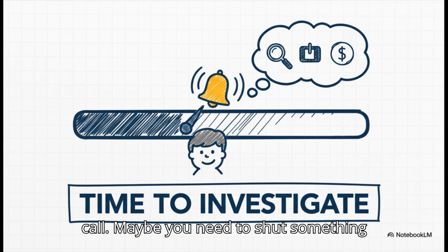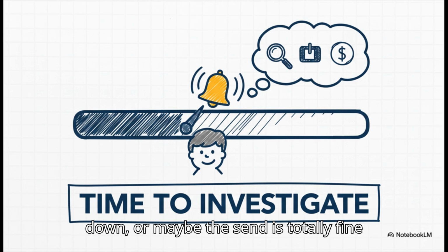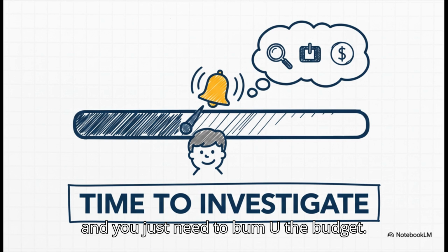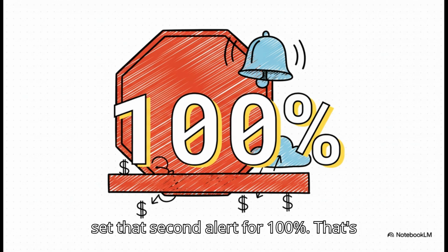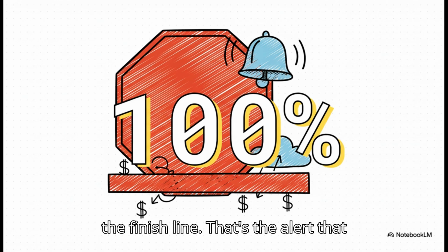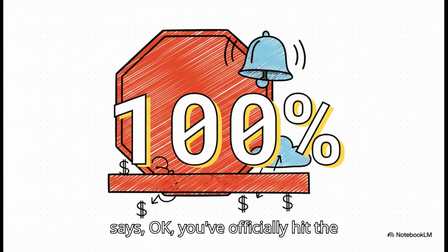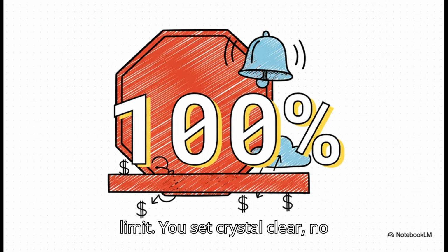Maybe you need to shut something down, or maybe the spend is totally fine and you just need to bump up the budget. The point is, you get to decide. You're in the driver's seat. And then, of course, you set that second alert for 100%. That's the finish line. That's the alert that says, okay, you've officially hit the limit you set, crystal clear, no surprises.